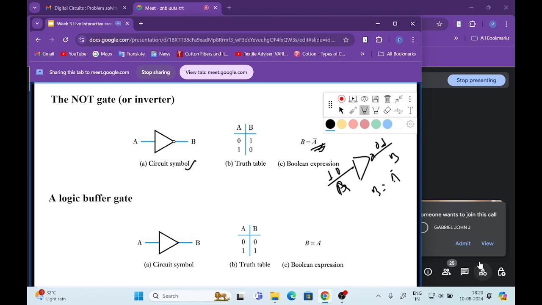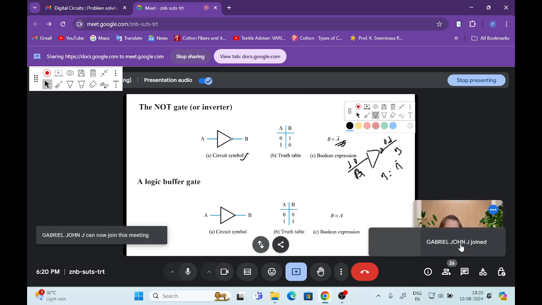And similarly, a logic buffer gate. Logic buffer means whatever you are giving, you will get the same.